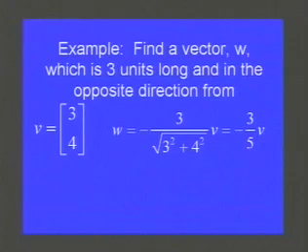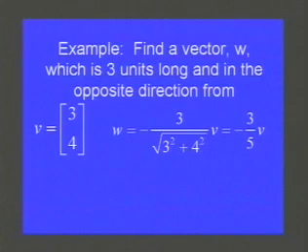All right, so in this problem the m is 3. Well, w is going to equal, notice I have a negative to start with. That's because I wanted it to be in the opposite direction. That's all that negative is going to do. Then on the top I want to multiply by the 3 because that was my m value. Divide by the length of v, so I have divided by the square root of 3 squared plus 4 squared, then multiply that by v.